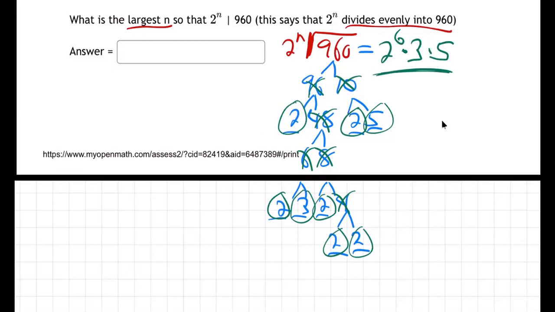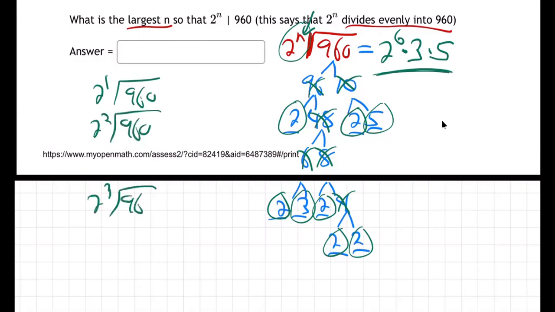So back to our question. How many 2s go into 960? What's the biggest power you can put here? Can you put 2 to the 1? Will that go into 960? Will 2 to the 2 go into 960? Will 2 to the 3 go into 960? Etc. What's the biggest power you can put on that 2? What's the largest n and have it go in?